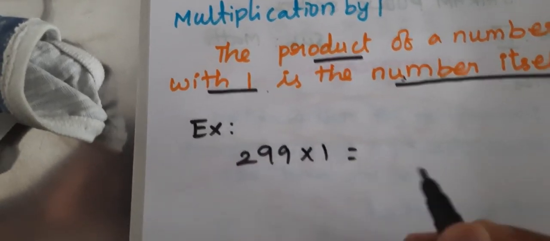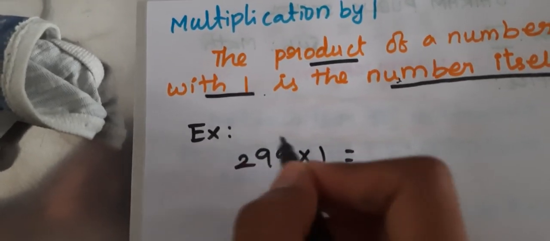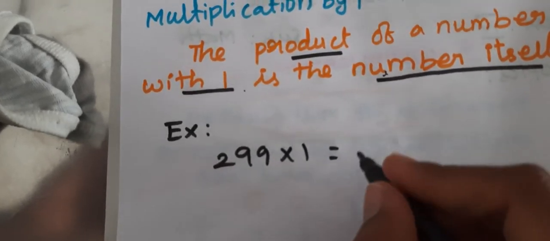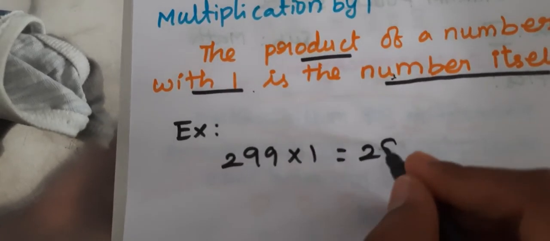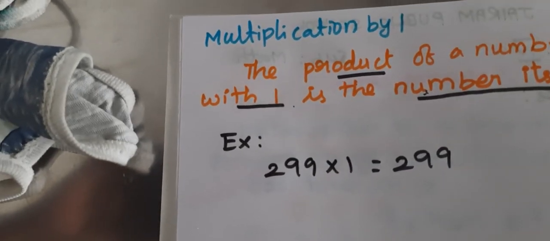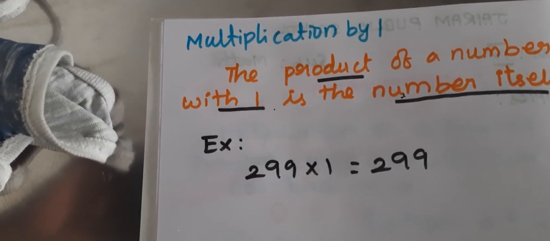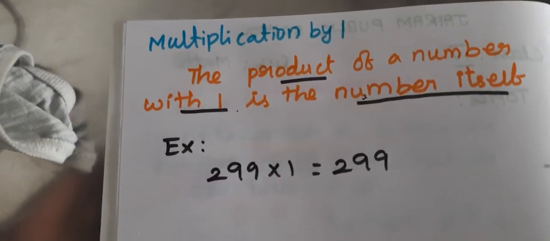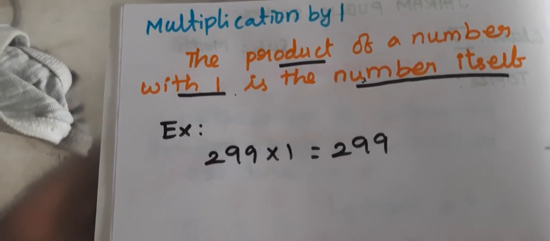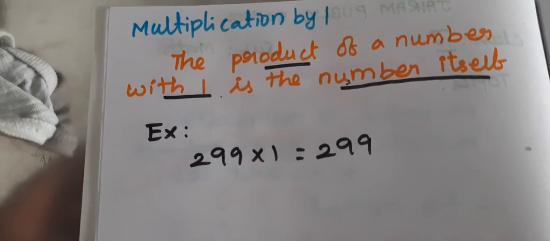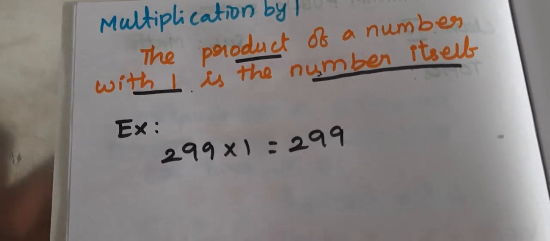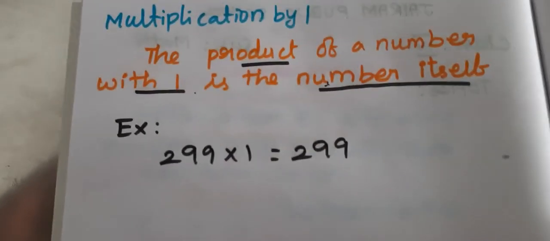299 into 1. What is the product? Any number multiply with 1, that product will be the number itself. What number here? It's a 299. So this is the property concept of multiplication by 1. This is also one of the properties in multiplication. This property you already learned in 2nd and 3rd standard. I know that. So again you have to recall this property in 4th standard also. Any doubts you have? Yeah.